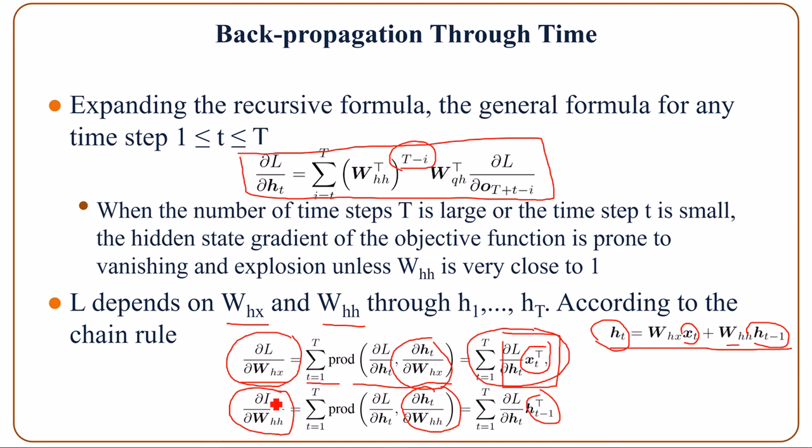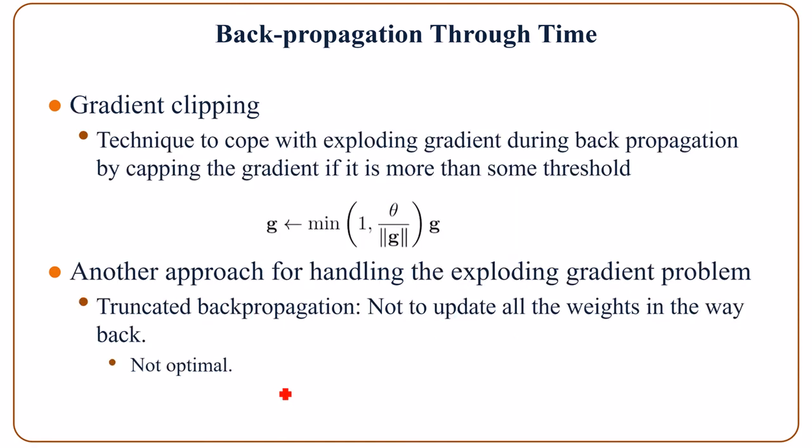How do we handle the case of exploding gradient during back-propagation? So there is a technique called gradient clipping. If the gradient is larger than some threshold, then clip it by just capping the gradient. Another approach is to not update all the weights in the way back, and this is called truncated back-propagation. This approach is not optimal because we don't update all the weights.